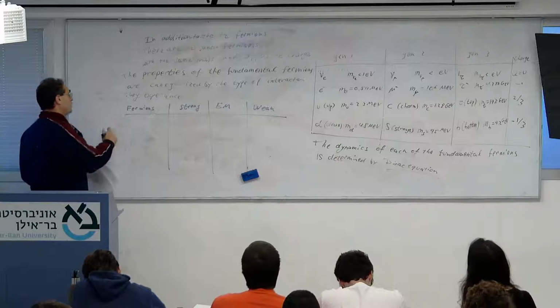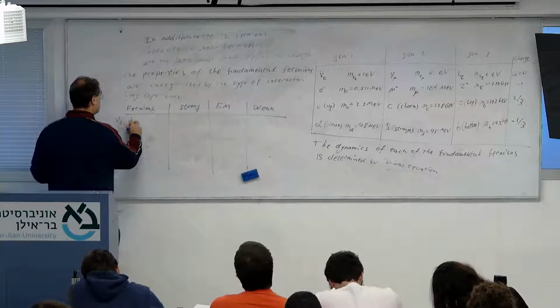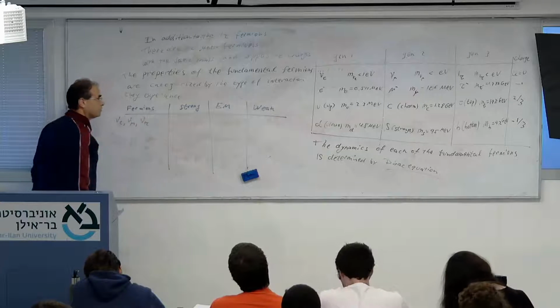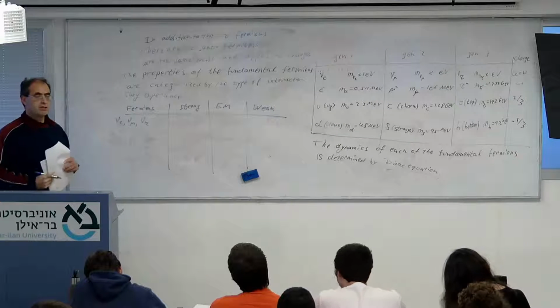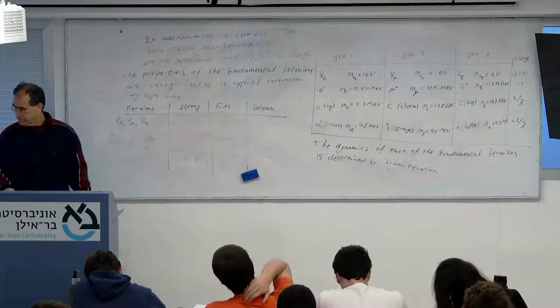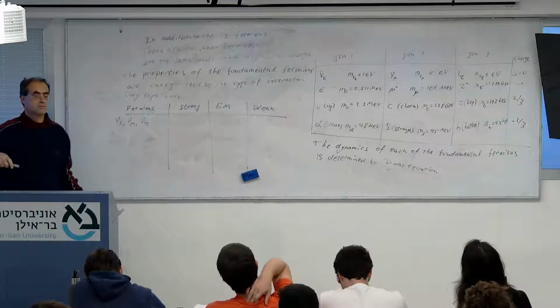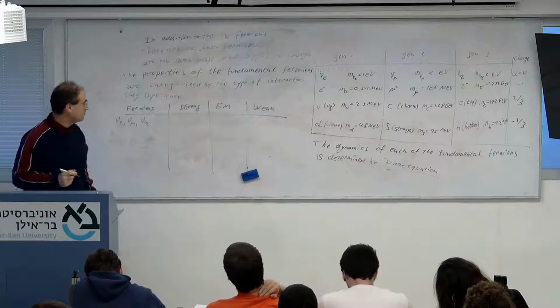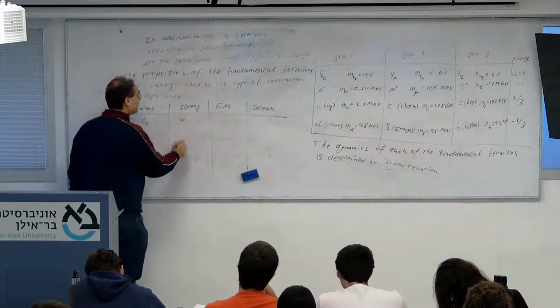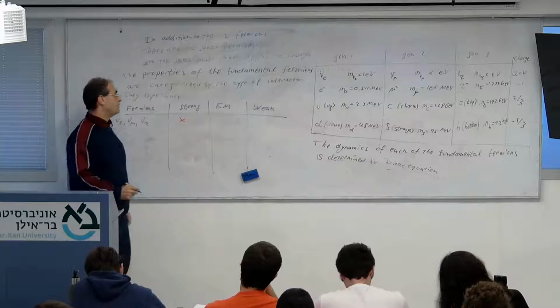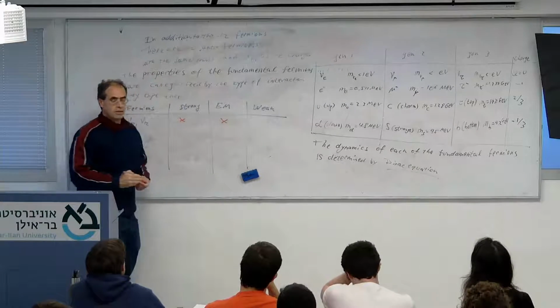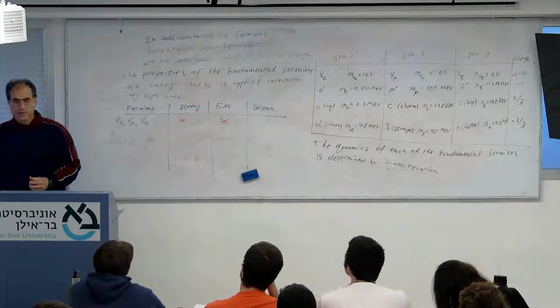So neutrinos: neutrino e, neutrino mu, neutrino tau. Do they interact via the strong interaction? No, they do not. Do they interact electromagnetically? No, they don't have a charge. Do they interact via the weak interaction? Yes, they do.